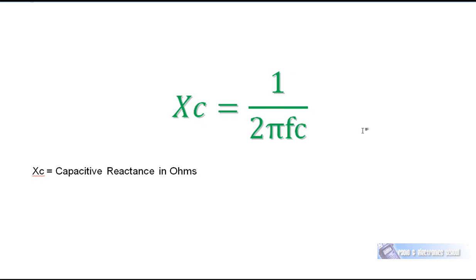That's why it's a good equation to know, because you may be asked questions in your exam about how capacitive reactance varies with frequency or capacitance. And you should have a formula sheet, and this formula should be on that formula sheet for you to use in your assessment.